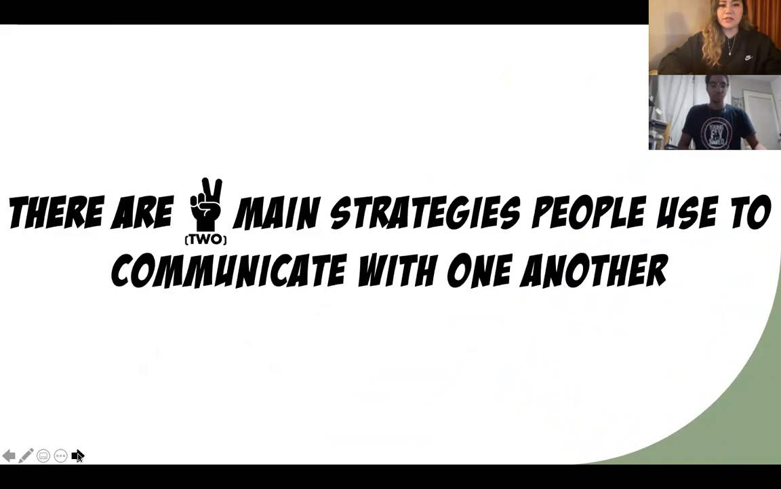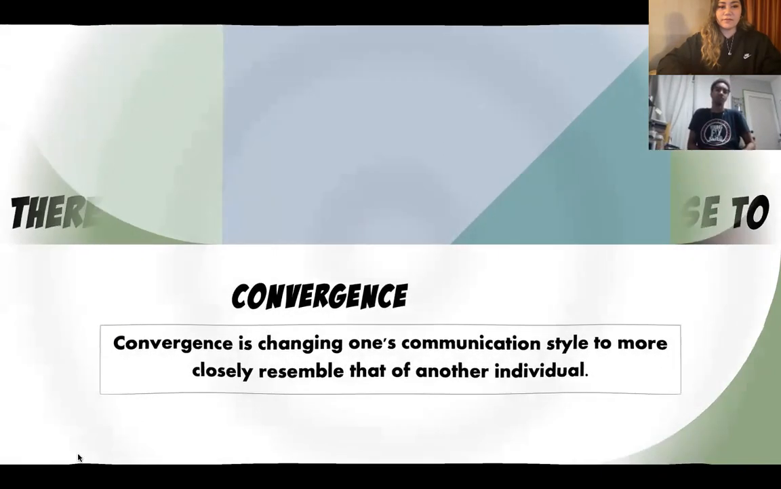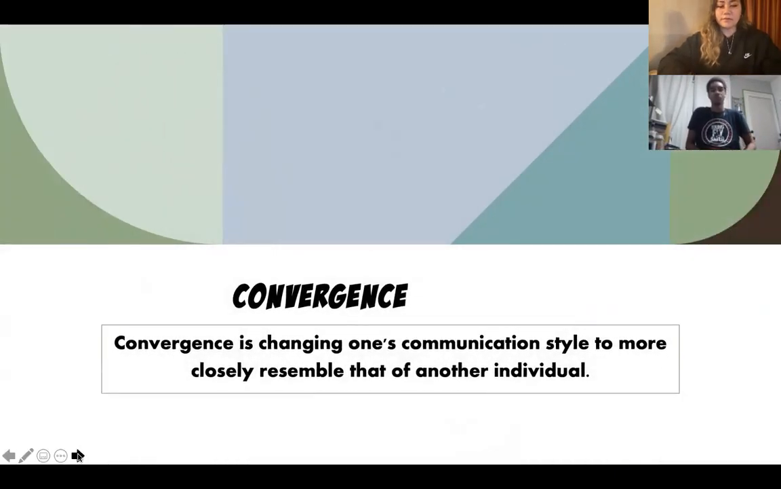So there are two main strategies people use to communicate with each other. One is called convergence, which is changing one's communication style to more closely resemble that of another individual.